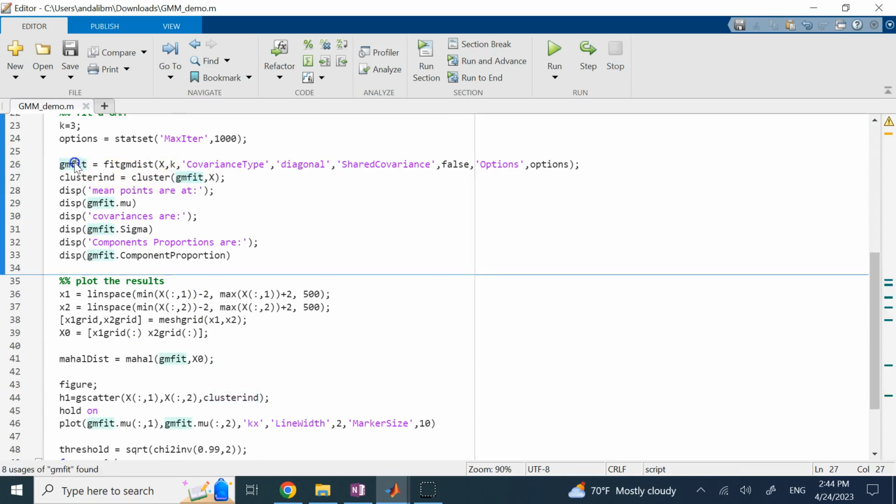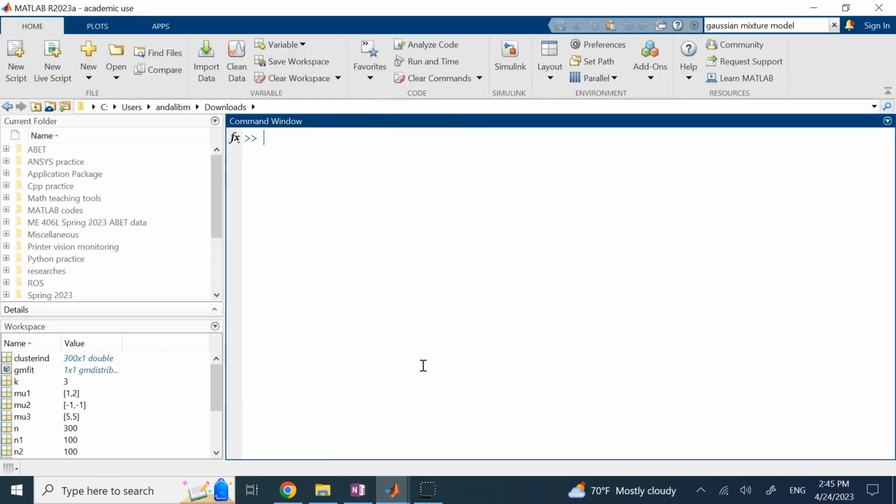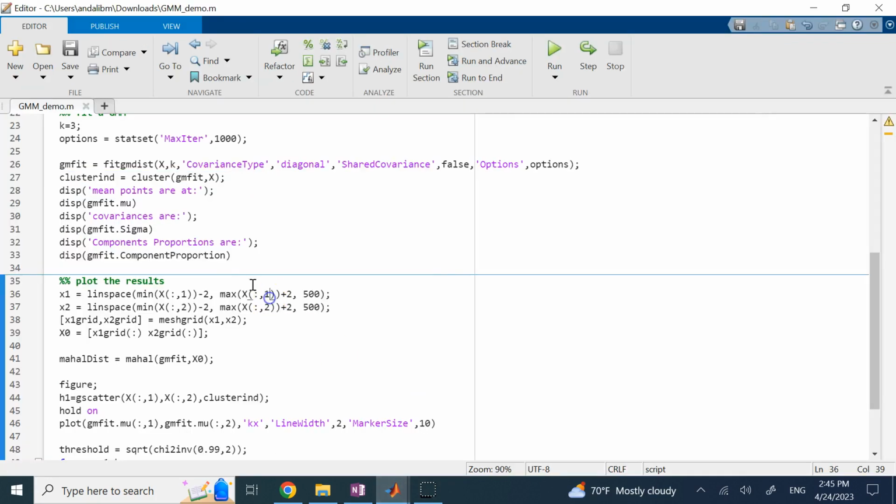Here, I pass my fitted model and my data to the cluster command and ask for a cluster index. What is this? Here, it is going to tell you each one of your data observations in X belongs to which cluster. When I run this part, which I already did, if I look at the cluster index, you see it's 300 by 1. So let's take a look at that cluster index. You see these are only the numbers 1, 2, and 3. So that cluster is going to pick one of the 3 clusters.